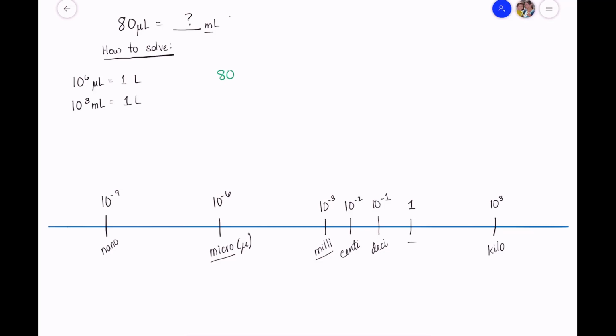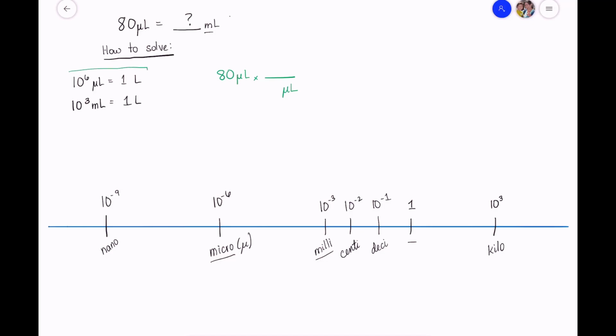So to start our problem, we start with 80 microliters. Now what do I do? I always take a multiplication sign, and then I'm going to draw a line, and I'm going to put microliters down at the bottom. Now, why am I doing that? Because microliters are at the top, and I don't want microliters. I want milliliters. So I somehow want to get to milliliters. And to do that, I need to cancel out microliters. So I'm going to go ahead and put microliters down at the bottom.